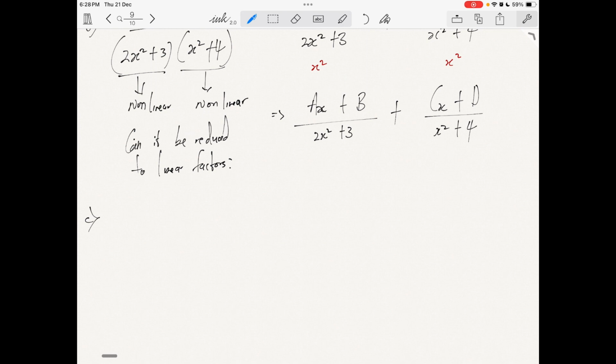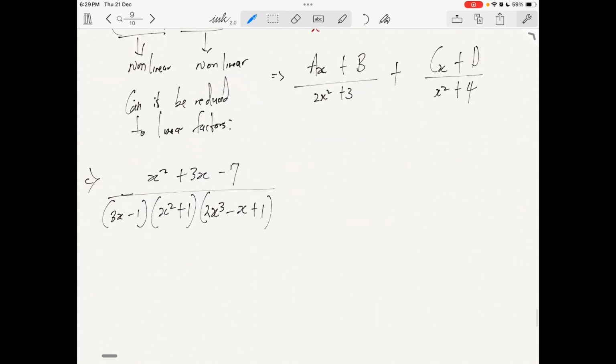So let's look at x squared plus 3x minus 7 over 3x minus 1, times x squared plus 1, times 2x cubed minus x plus 1. How do we go about this? As usual, we ask the questions. How many factors do we have? We have 3.